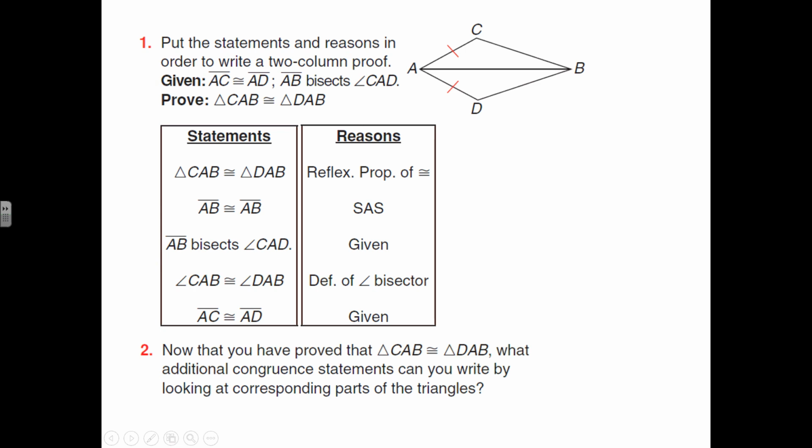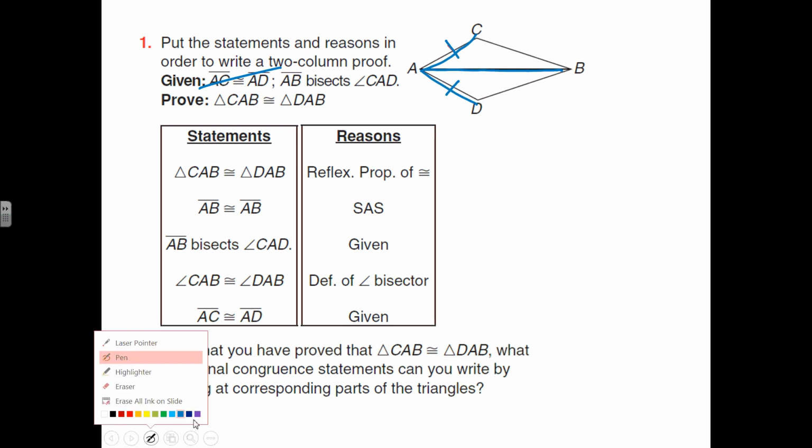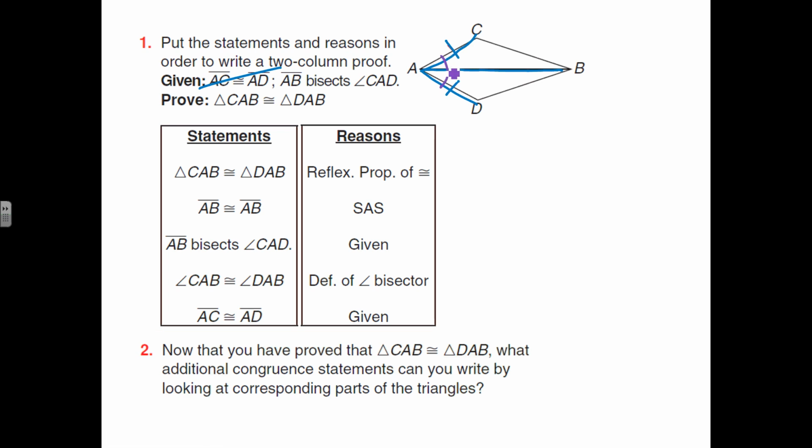We're going to recap what we learned last class. So step 1 is no naked diagram. Let's see what we're given here. We are given the fact that AC and AD are congruent. Cross that out. BD bisects angle CAD. That implies that these two angles are congruent.